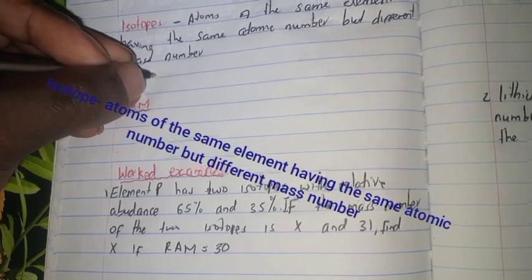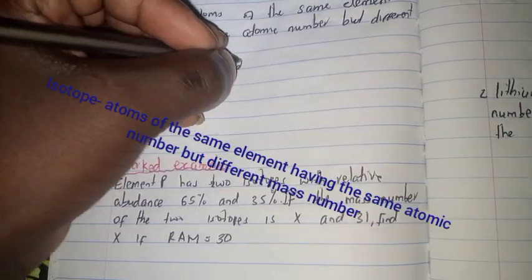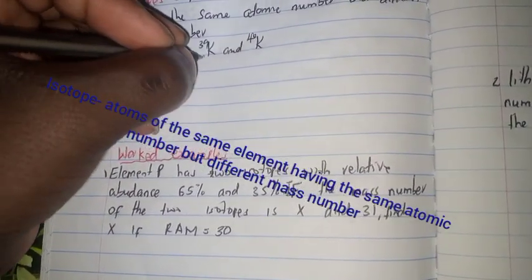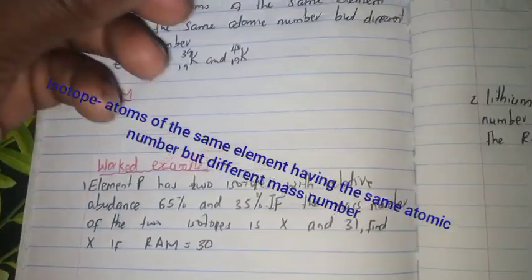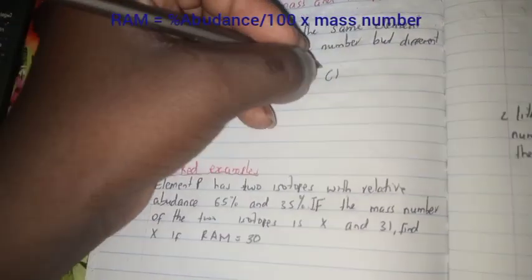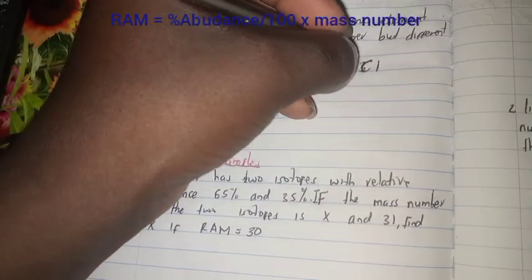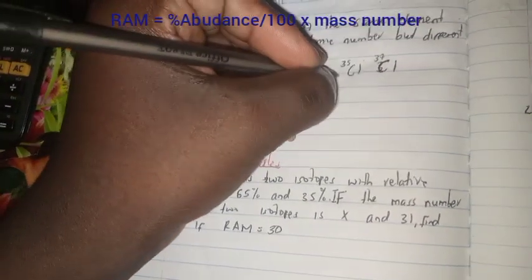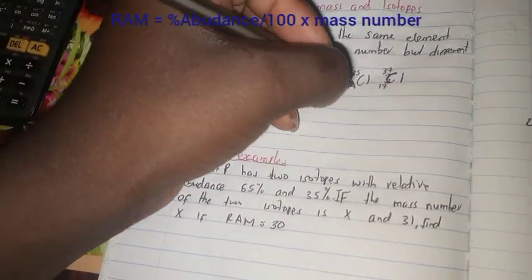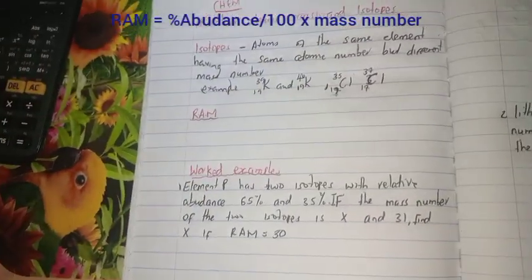Now a good example is when we talk of potassium 39 and potassium 40. This one is 19 and this one is still 19, and both of them are potassium. We can also have chlorine 35 and chlorine 37. This one is 17, this one is also 17. Now you realize that this one is chlorine, this one is chlorine. The atomic numbers are the same but the mass numbers are different.